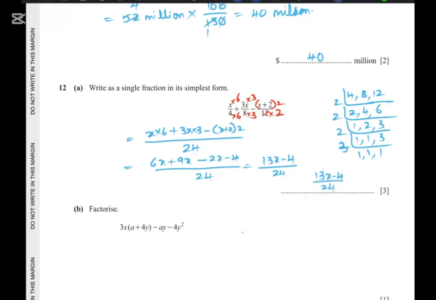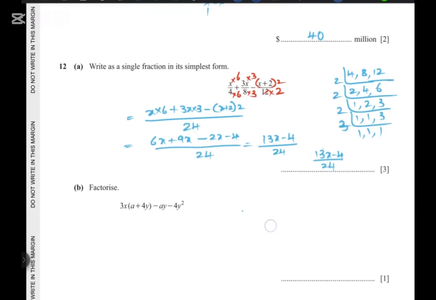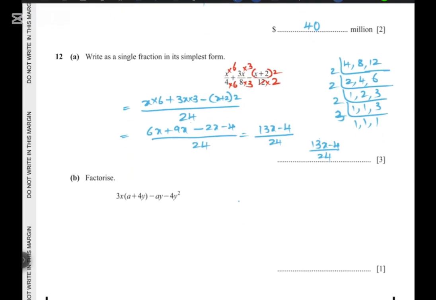Question A is done. Question B, factorize 3x into a plus 4y in brackets minus ay minus 4y square. Whenever factorization questions are there, you have to take common factors from both of the terms given here. So we already have a plus 4y here, from which 3x was taken as common in these two terms. So let us take something in common here so that we get the same a plus 4y. So we have to try for that.